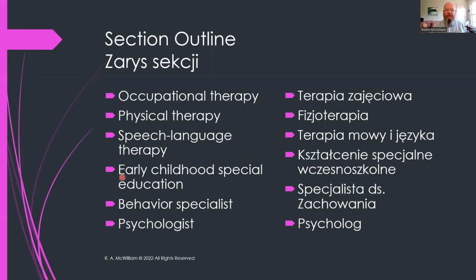Unlike Europe, we do not have a big presence of psychologists other than for testing, basically. And we are increasingly having behavior specialists, largely owing to the large numbers of children with autism who also have behavior problems.